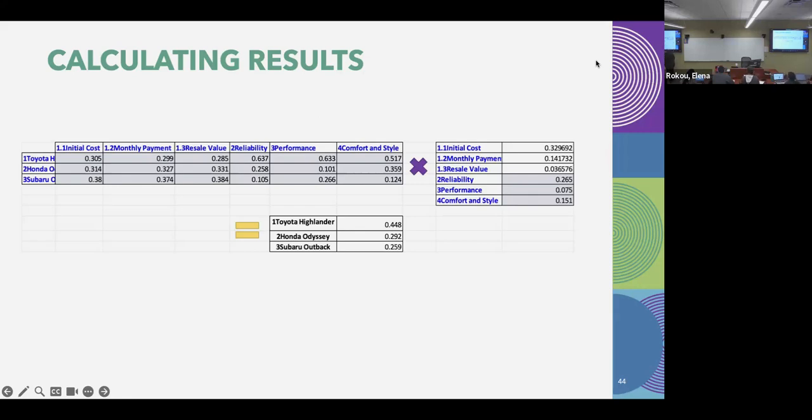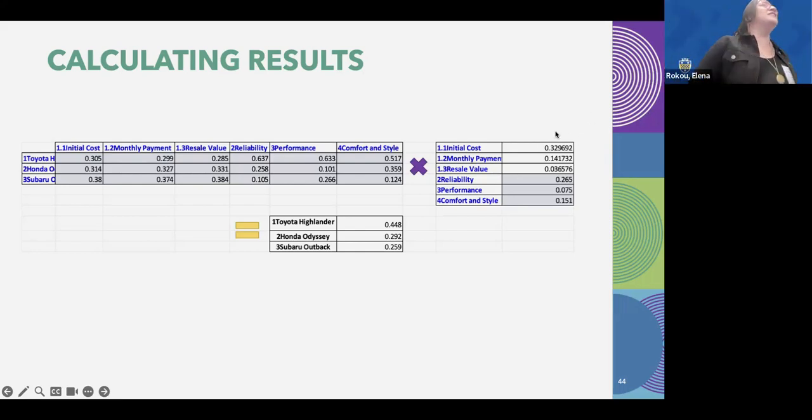And reliability. Reliability has a pretty good weight. So again, I should see that Toyota is much better than the other two with respect to reliability, which is the case. So yes. And like all the points on the second table must add up to 1. Yes, that's correct.